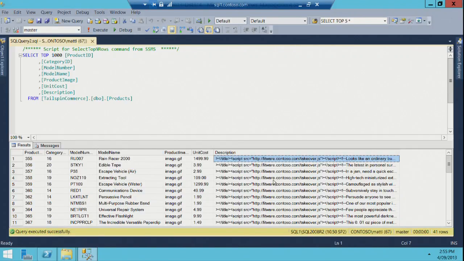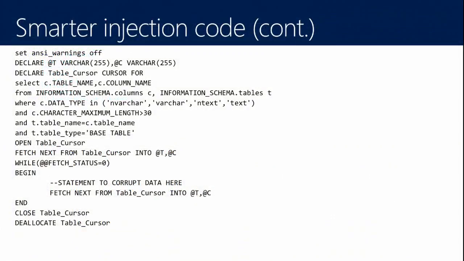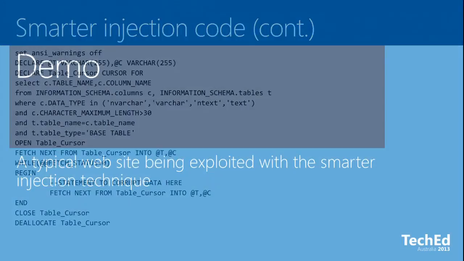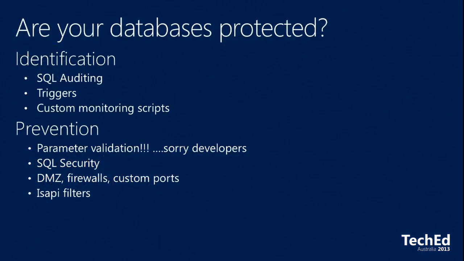So there are ways to prevent that, just simply by doing some validation around that parameter, making sure that it's the right data type. Identification's the real thing that I want to make people aware of, or different ways.